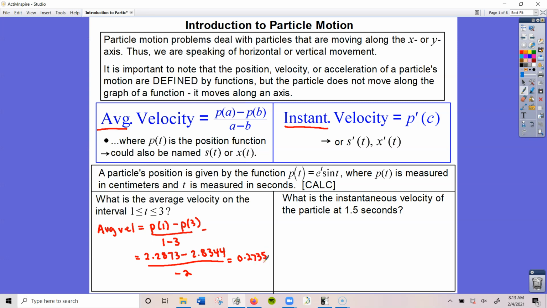Now it's important here that if you're given units, you want to make sure that you write down the units. P of 1 and 3 is measured in centimeters. So we just divided centimeters over seconds, since these 1 and 3 are the seconds. So my units would be 0.2735 centimeters per second.